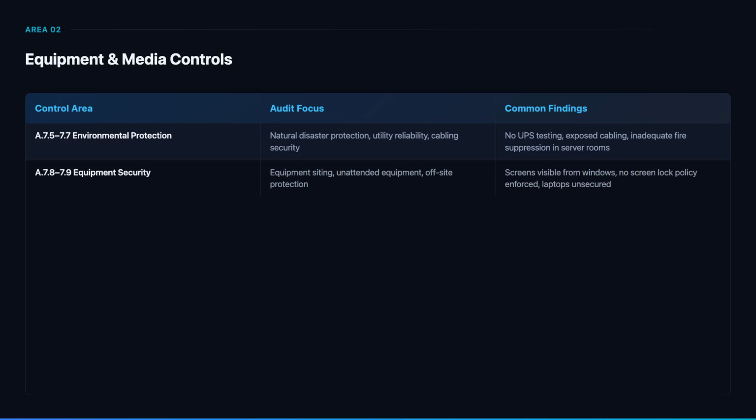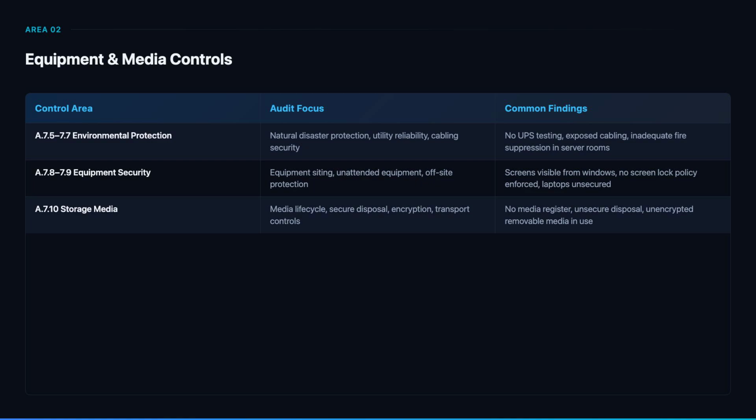For equipment security controls A.7.8 and 9, verify that equipment is sited to reduce exposure to environmental threats and unauthorized access, that equipment left unattended is appropriately protected, and that off-site equipment has equivalent controls. Common findings include screens visible from external windows, workstations left unlocked when unattended despite policy, and laptops taken off-site without encryption.